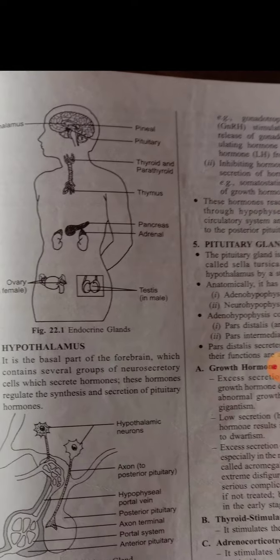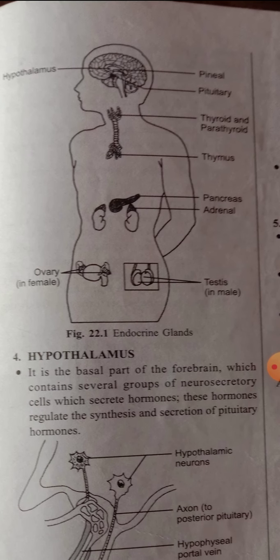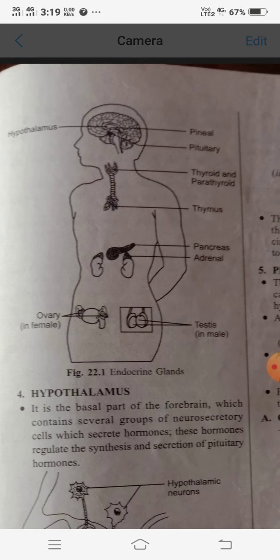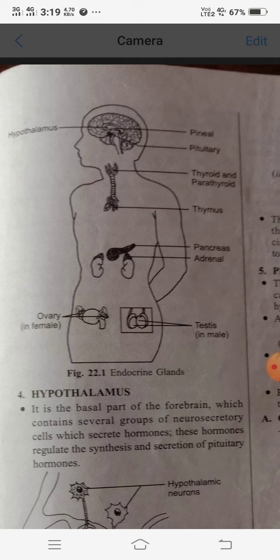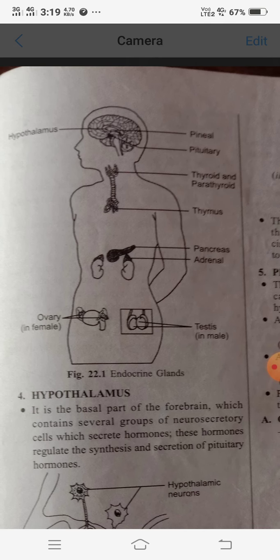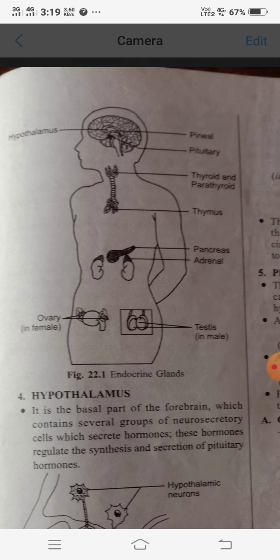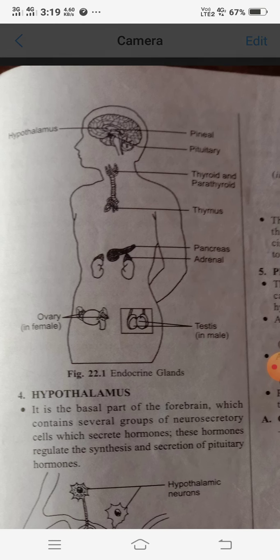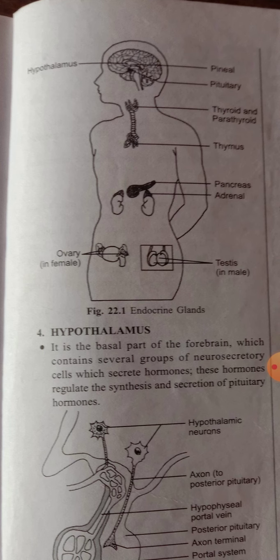And these are the locations shown in the picture. Hypothalamus, pineal and pituitary are present in the skull of the body. Then thyroid and parathyroid are near the trachea, then thymus, then pancreas and adrenal glands near the kidney, then testes, which are present in the male animal, and ovaries, present in the females. Next, one by one we will discuss all the glands.